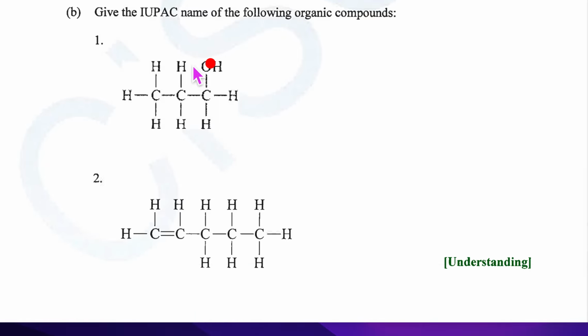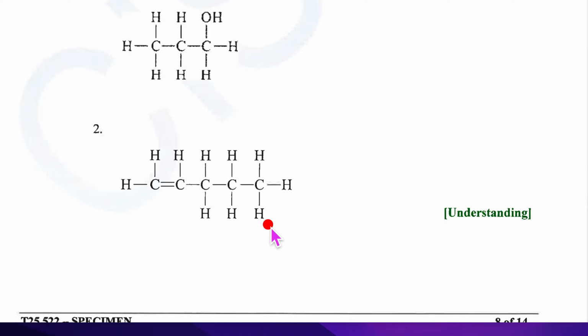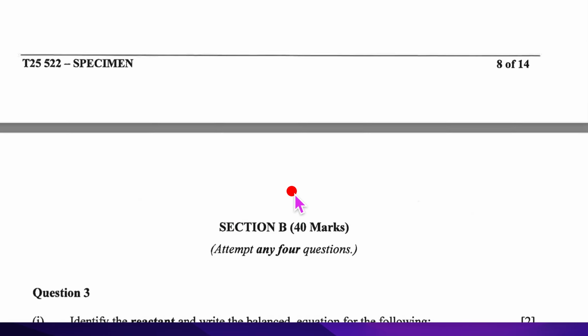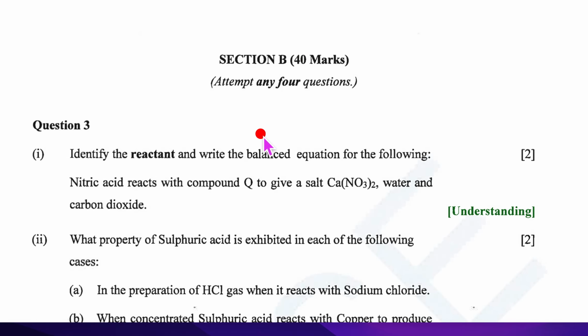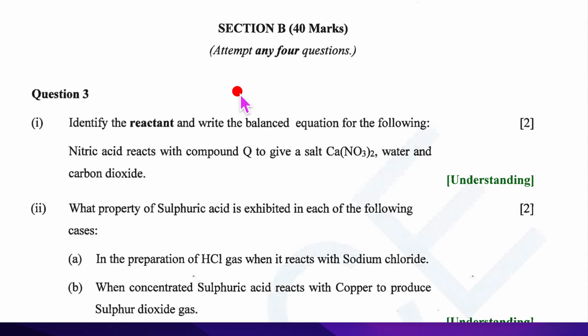IUPAC names. Here, can you see? Look for the functional group. What is the functional group here? OH. Alcohol it is. So it is propan-1-ol. What is the functional group here? Double bond. So it is alkene. So it is 1, 2, 3, 4, 5. So it is pent-1-ene. Can you see that? Get through all the IUPAC names, the different examples that are there in the book as well as the last year's papers. Look at all the questions.